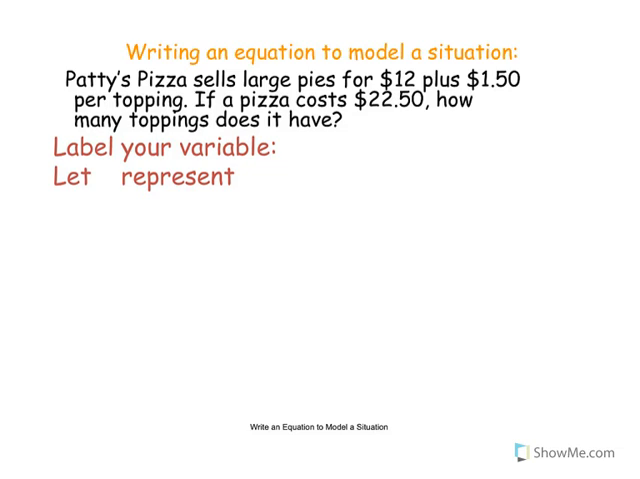Pretty similar one here, right? I'm not even going to solve this one. I'm going to do this one kind of quick because it's pretty similar to the last one. It says there's large pies for $12 plus $1.50 per topping. She's got this expensive pizza. How many toppings does it have? All right, well, you're kind of giving me the question. X represents the amount of toppings.